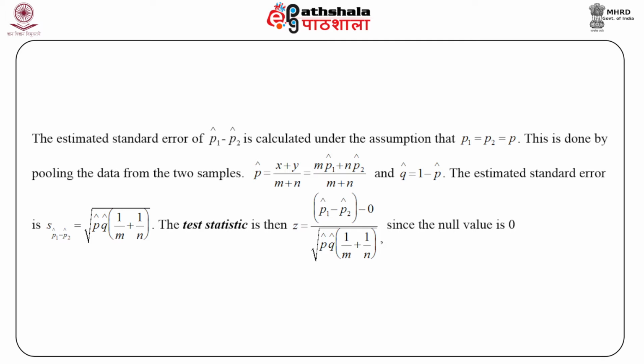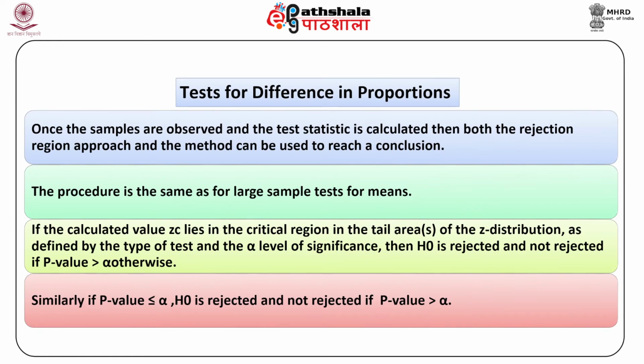The estimated standard error in this case is equal to S of P1 hat minus P2 hat is equal to under root of p hat q hat into 1 by m plus 1 by n. The test statistic is then equal to z is equal to P1 hat minus P2 hat minus 0 upon under root of p hat q hat into 1 by m plus 1 by n, since the null value is 0. Now, once these samples are observed and the test statistic is calculated, then both the rejection region approach and the p-value method can be used to reach a conclusion.